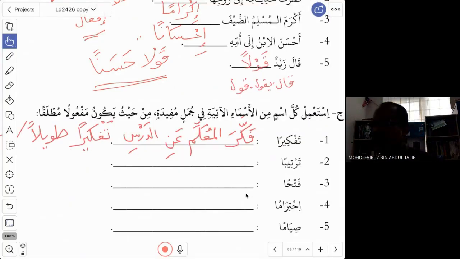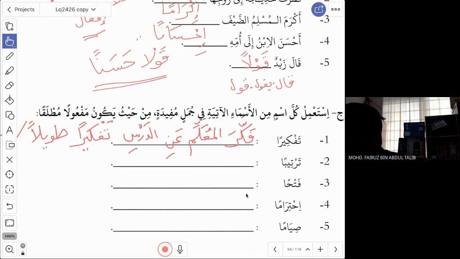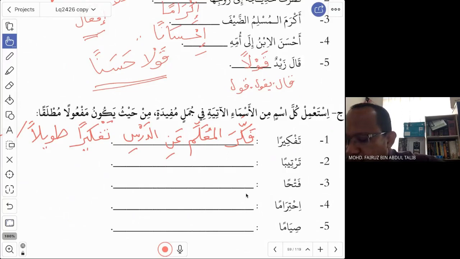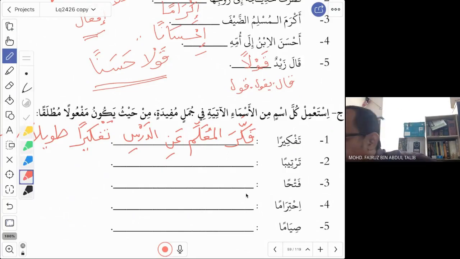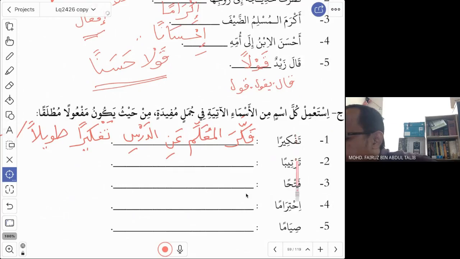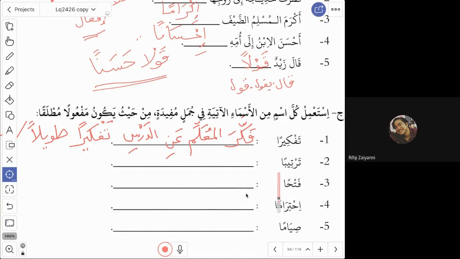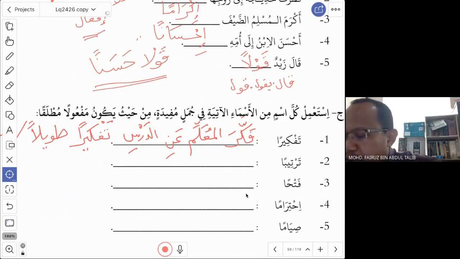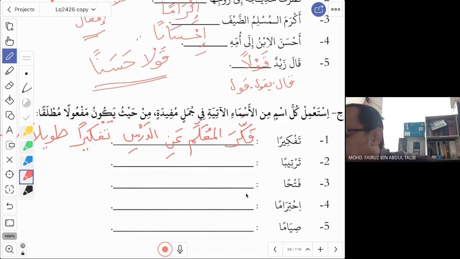Tartib. Tartiban. Tartib, this is similar to tafkir. The pattern is similar. The wazan is the same. So can you guess what is the fi'l? Tartib, tafkir. Tafkir, fakkara. Tartib, rattaba. Yes, good. Okay, once you are familiar with the wazan, this will be very easy.